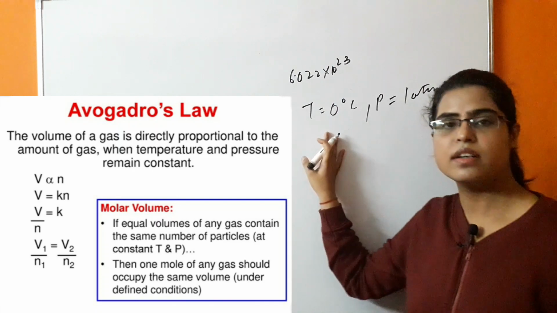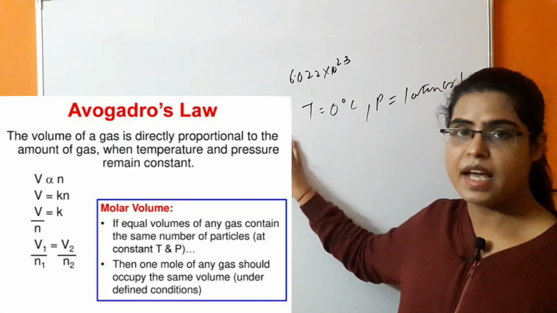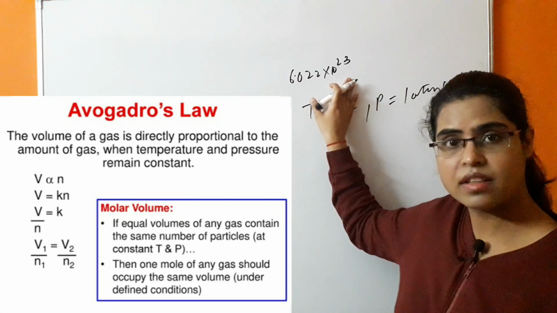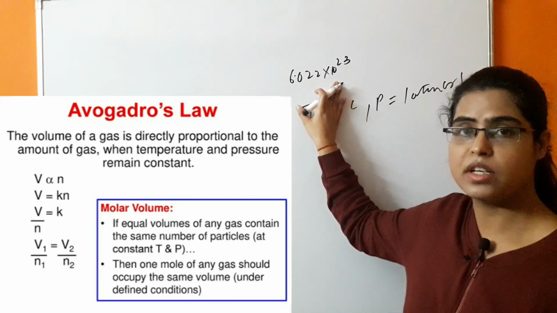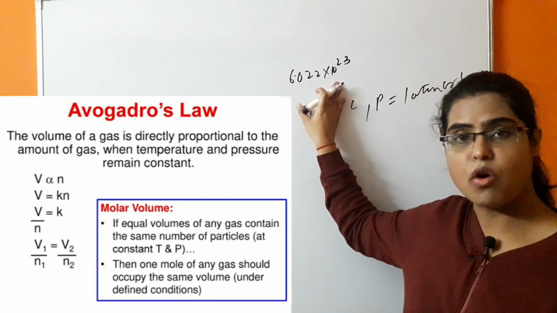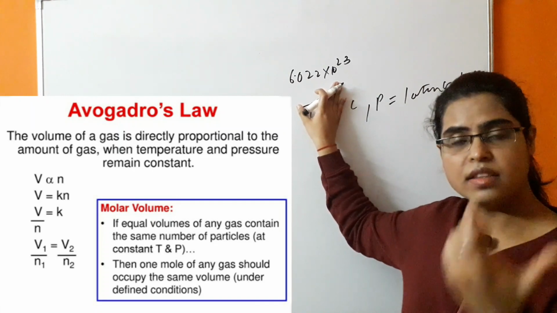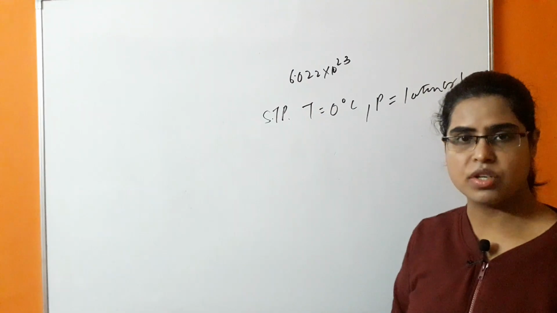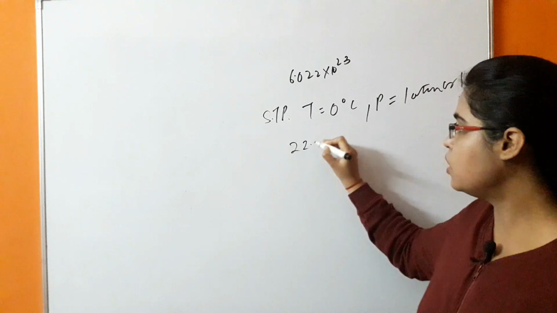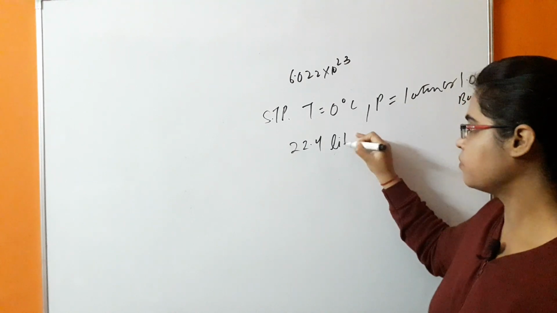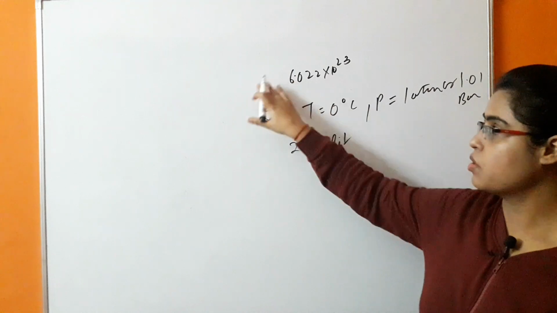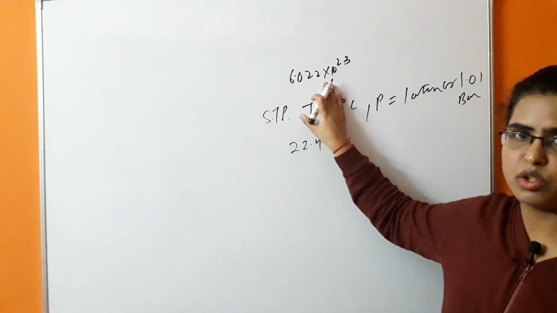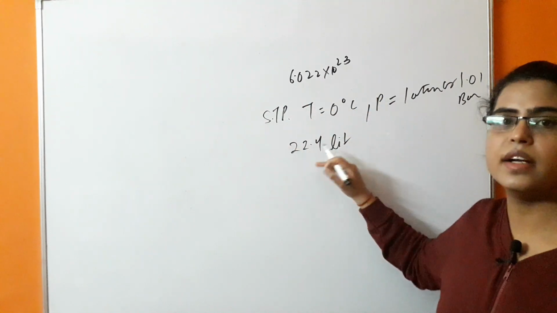So at standard temperature and pressure, a gas having 6.022 into 10 to the power 23 molecules occupies the same volume, and this volume was calculated at STP, standard temperature and pressure, to be 22.4 liters. So this is the volume occupied by a gas having a number 6.022 into 10 to the power 23. This is the standard volume.